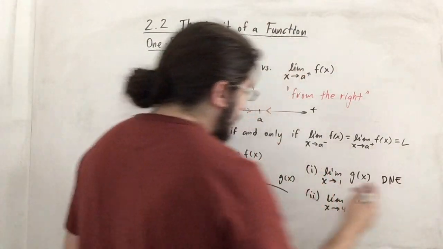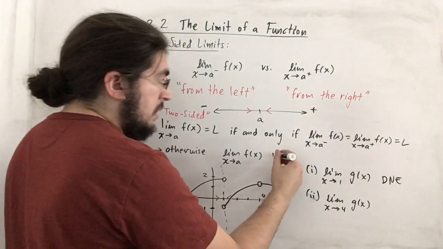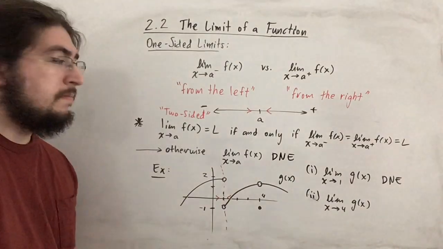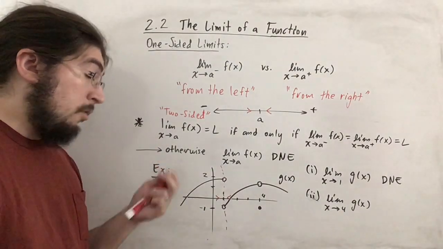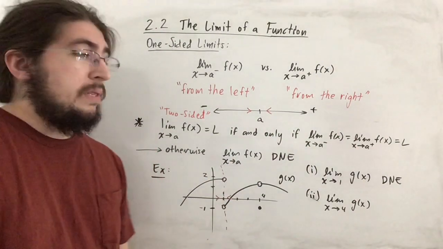So I should have completed this here. Otherwise, the limit of g of x does not exist. So DNE stands for does not exist. So again, the only time limits do not exist is when the one-sided limits do not agree with each other.